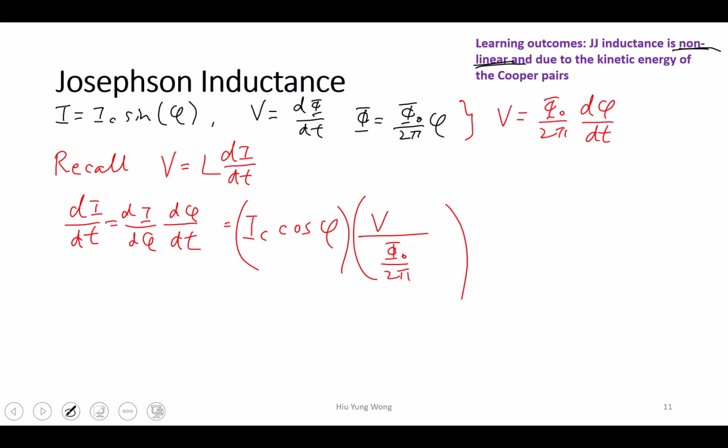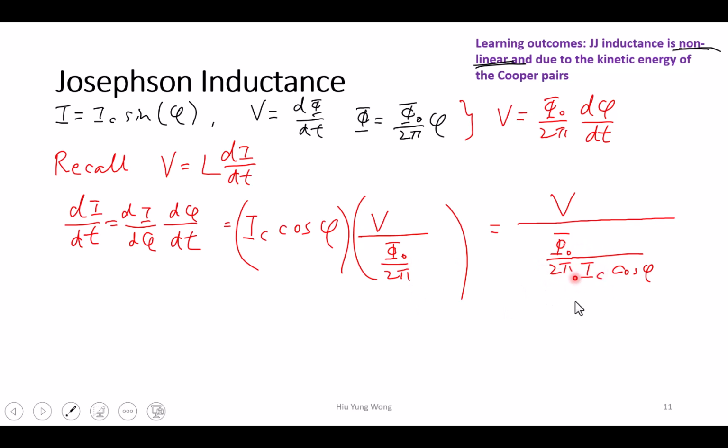Okay? So I group the terms. What do I get? I get V. And then I want to put everything downstairs. Okay? So it becomes phi naught divided by 2 pi, and then the whole thing IC cosine phi. Right? A little bit ugly. But you see what I'm doing is V, the denominator and numerator divided by IC cosine phi, and I keep this one here.